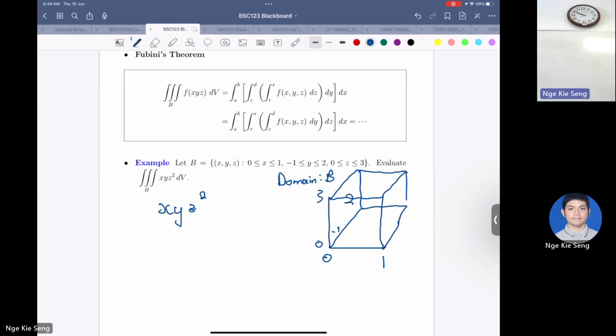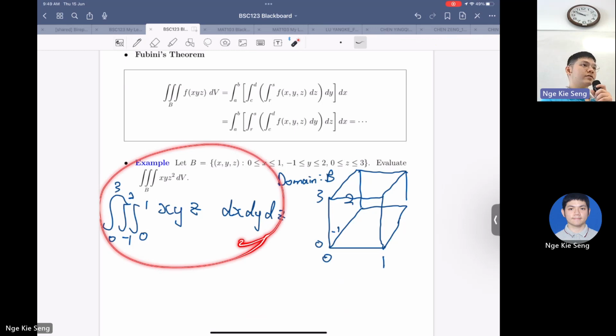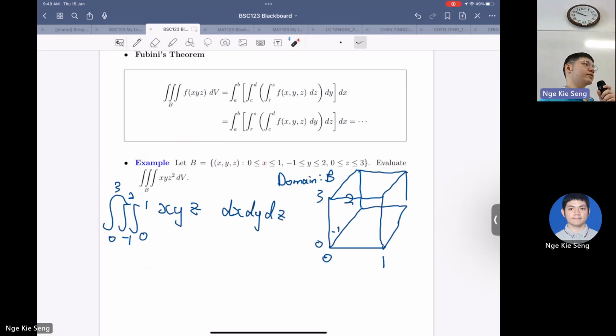So this function is xyz squared. Any order you can pick. So what kind of order you can pick? You can pick, for example, dx, dy, dz. In this case here, z is going from 0 to 3, y is going from minus 1 to 2, x is going from 0 to 1. Can you see that this is an easy integral or not? You can just split into 3 integrals and then you compute.